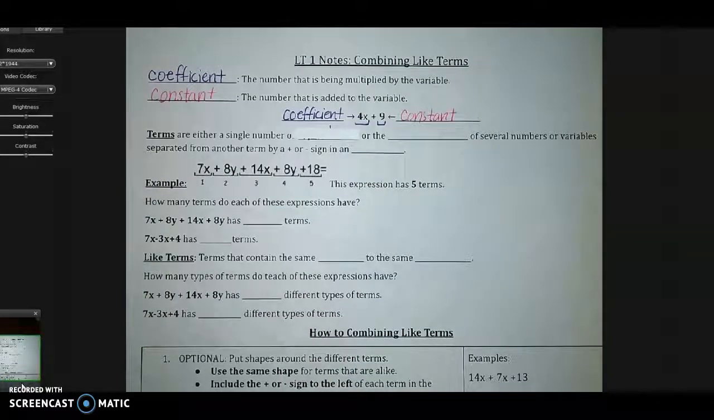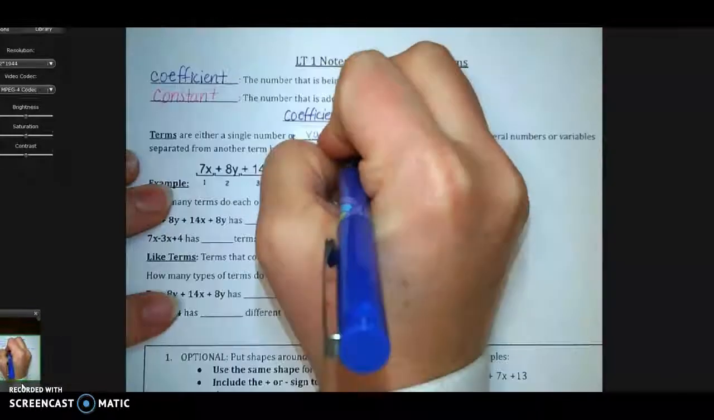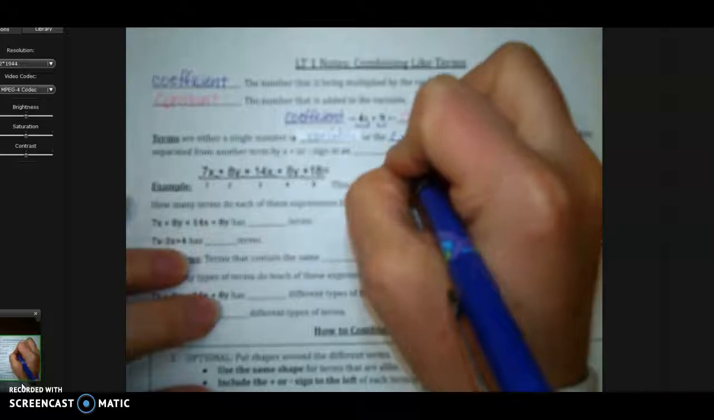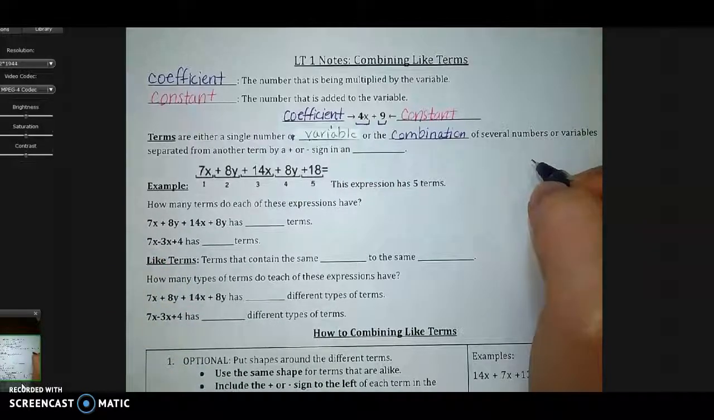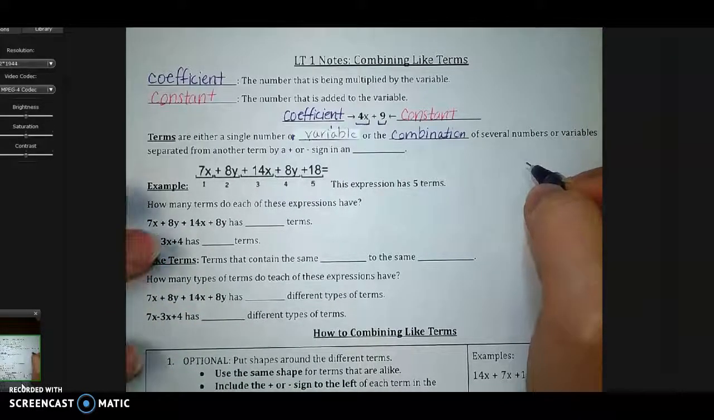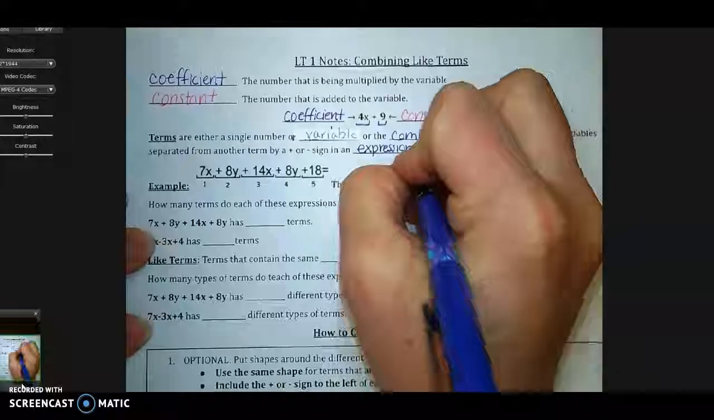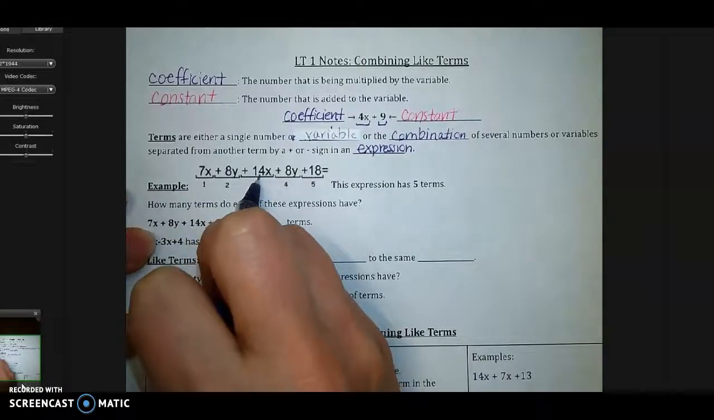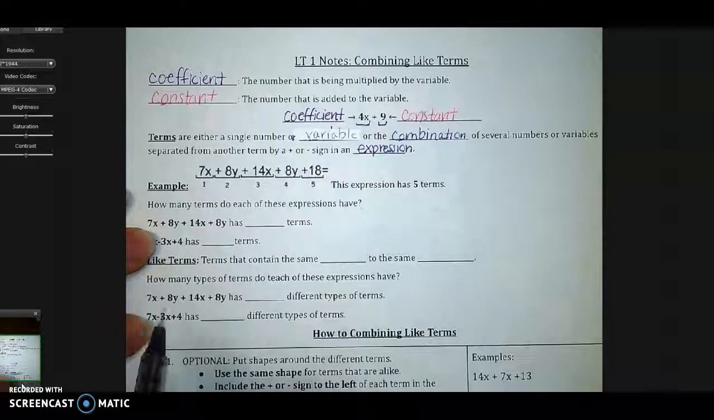So terms are either a single number or variable. So it could be just the 9 or just the x by itself. Or it can be a combination of several numbers or variables separated from one another by a plus or minus sign in an expression, say addition or subtraction, as well as plus and minus. For example, this one has 5 terms. We have 7x plus 8y plus 14x plus 8y plus 18. It would have been the same if they were subtraction signs instead of addition signs.